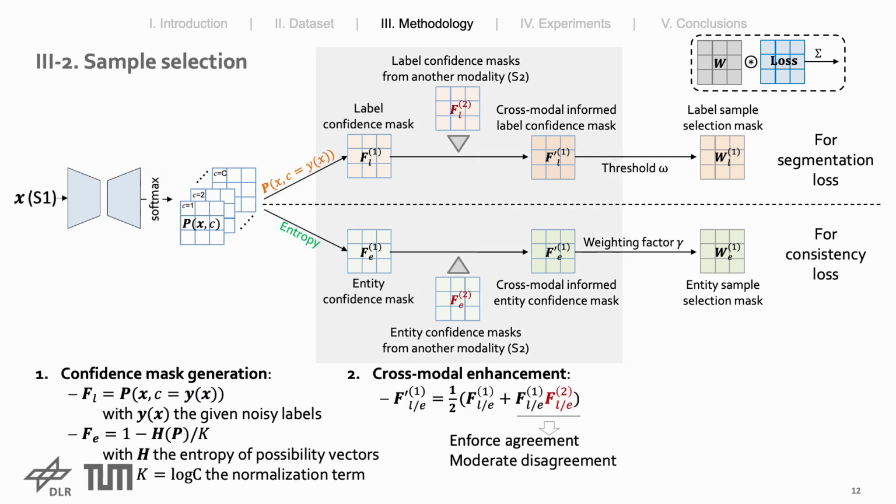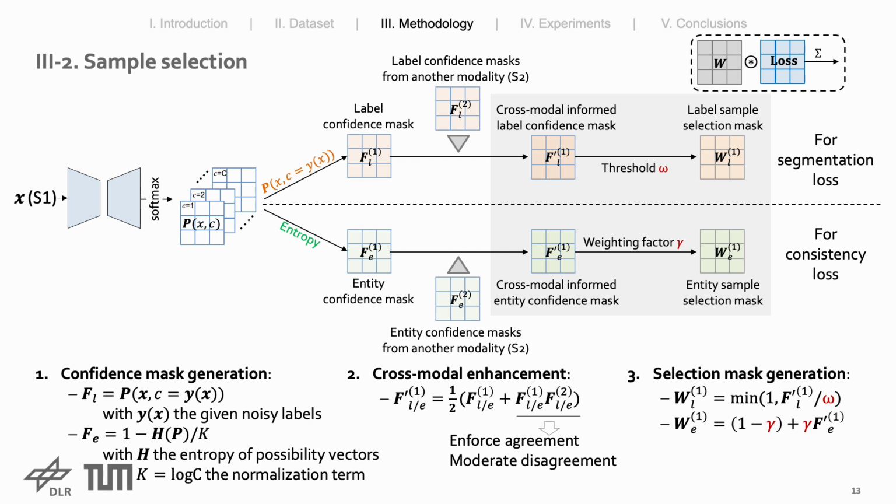After that, we do the cross-modal confidence enhancement with the confidence mask from another modality. In this example, they are those from the Sentinel-2 data. To do so, we multiply the confidence mask from the two modalities to serve as the modification mask. In this modification mask, the agreement can be enforced, while the disagreement can be moderated across two modalities. By averaging the modality-specific confidence mask and the modification mask, we can insert the cross-modal information into the final confidence mask, and at the same time, to a large extent, maintain the modality-specific message within the final confidence mask.